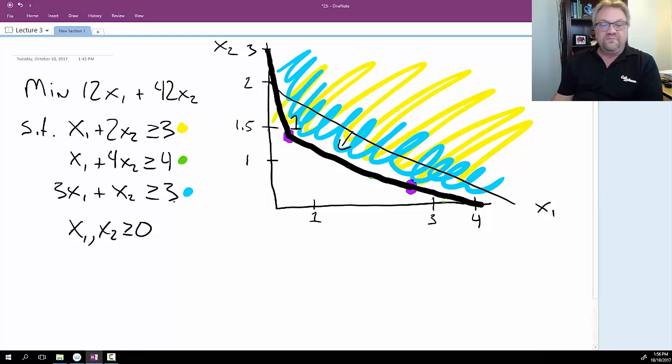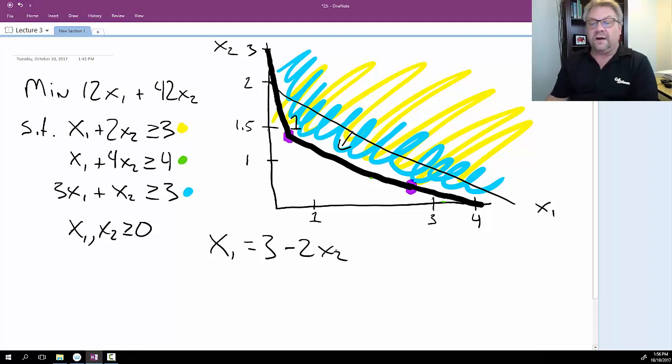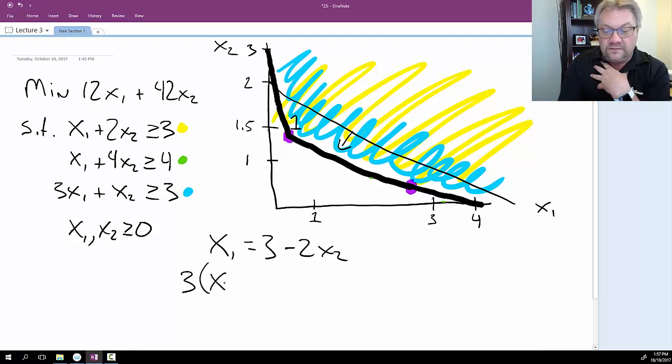constraints intersect. So how do you do this? If you guys remember, what you want to do is insert one of these equations into the other one. So for example, this first equation can be written as x1 equals 3 minus 2x2. Again, I put the equal sign because this is where the first constraint equals the third constraint. So what I can do is just plug that x1 into this constraint. So I would get 3, oh, Kirk.